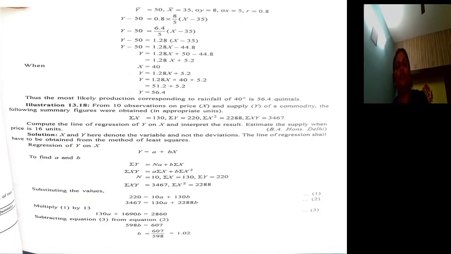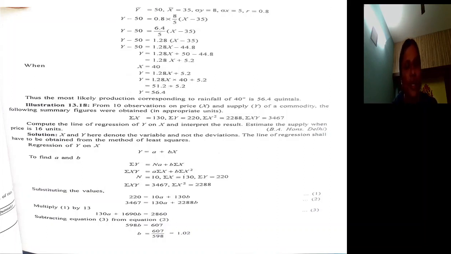Knowing x is equal to 40, 1.28 into 40 plus 5.2, so y will become 56.4. We have all the information in this problem: x bar, y bar, r, standard deviation of y and standard deviation of x. Once we arrive at the equation y on x, we put in the given value of x to arrive at y. So the most likely production corresponding to rainfall of 40 inches is 56.4 quintals. This is what you have to write.